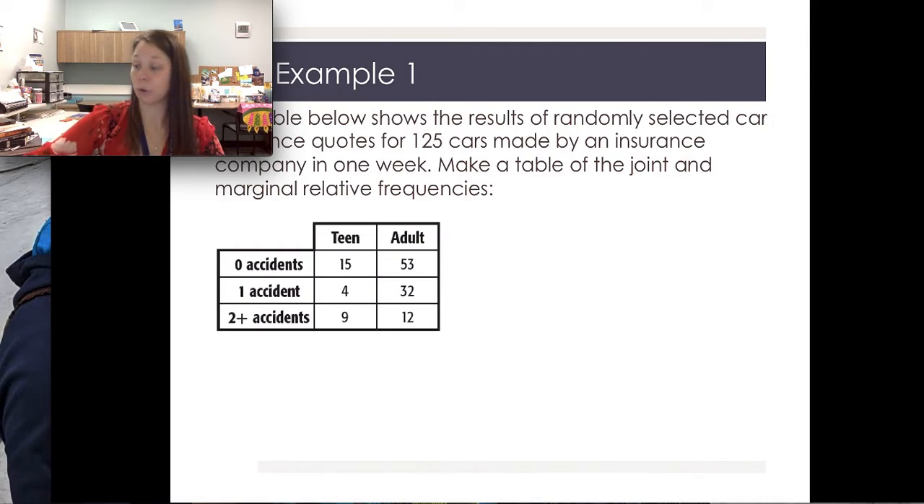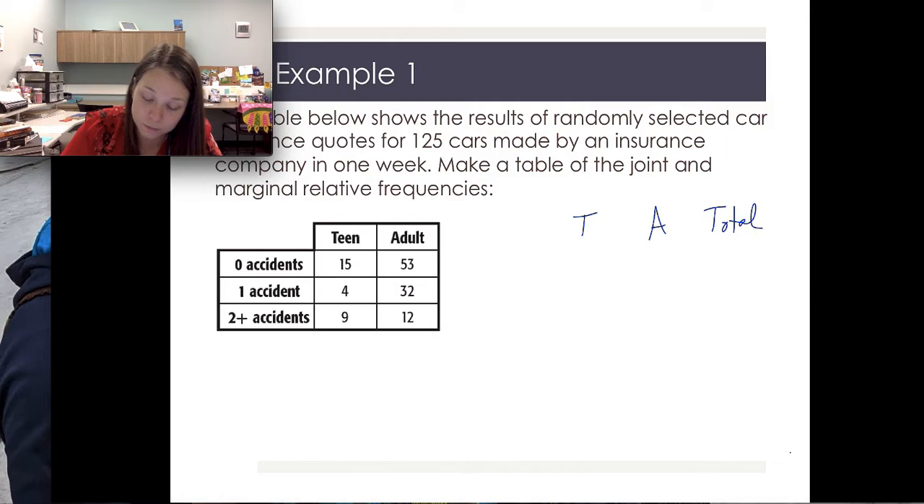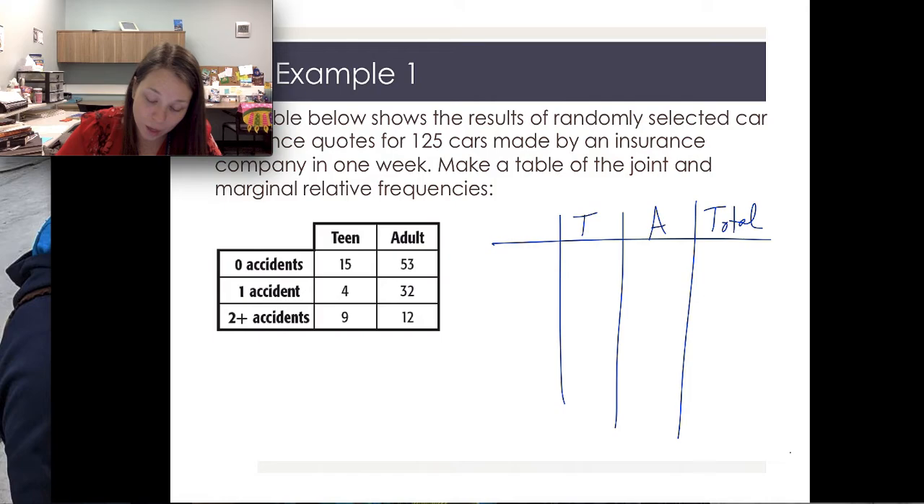All right, so let's go through an example of making a two-way table. So we have this table for insurance quotes for 125 cars made by an insurance company in 1 week. Make a table of the joint and marginal relative frequencies. So what I'm going to do is recreate the original table with teens, adults, and then a total for my columns. And then I'm going to have 0 accidents, 1 accident, 2 or more accidents, and then a total as well for a row.